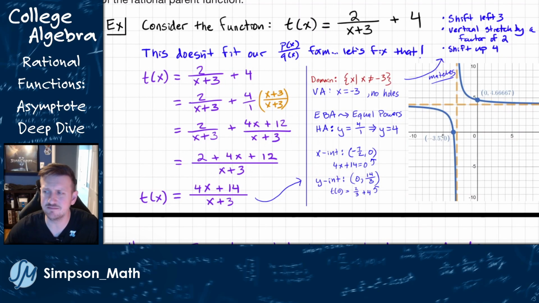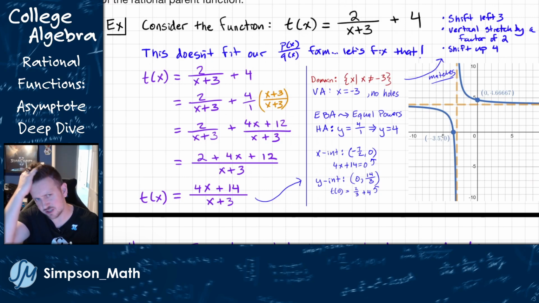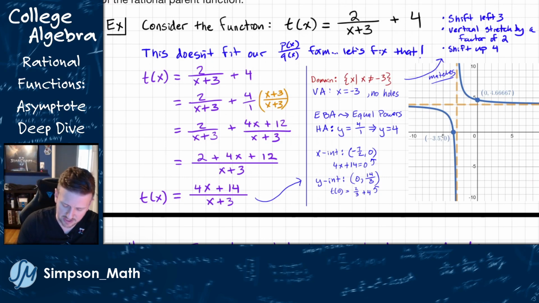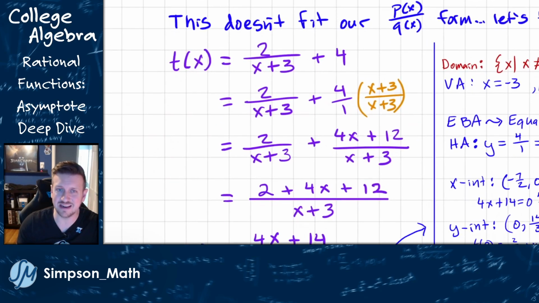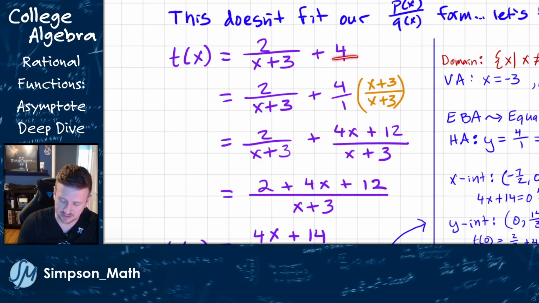But I want to make it fit our form of a polynomial over a polynomial. This is not a polynomial over a polynomial. So how do I fix that? Well, let's add these together, shall we? So when I add these together, I'm going to need a common denominator, because this right now has a denominator of 1. So I'm going to multiply by fancy 1.